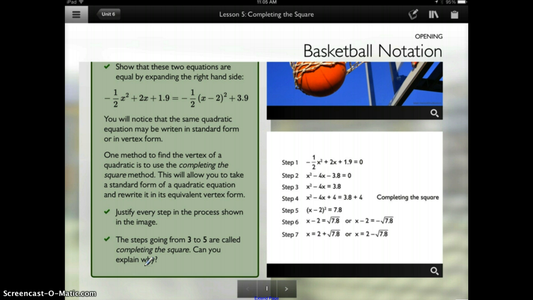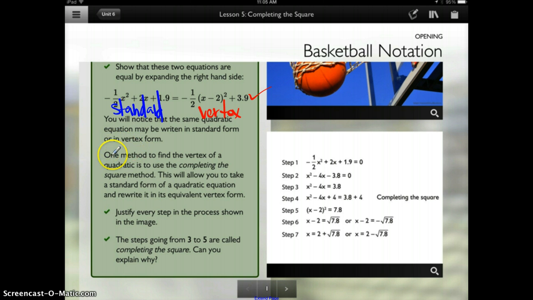Okay, so we've done this. We've shown that these two equations are equal. So we did that. It says you will notice that the same quadratic equation may be written in standard form or vertex form. Vertex on the right, okay, standard on the left. Okay, this is standard form. We talked about this last class.